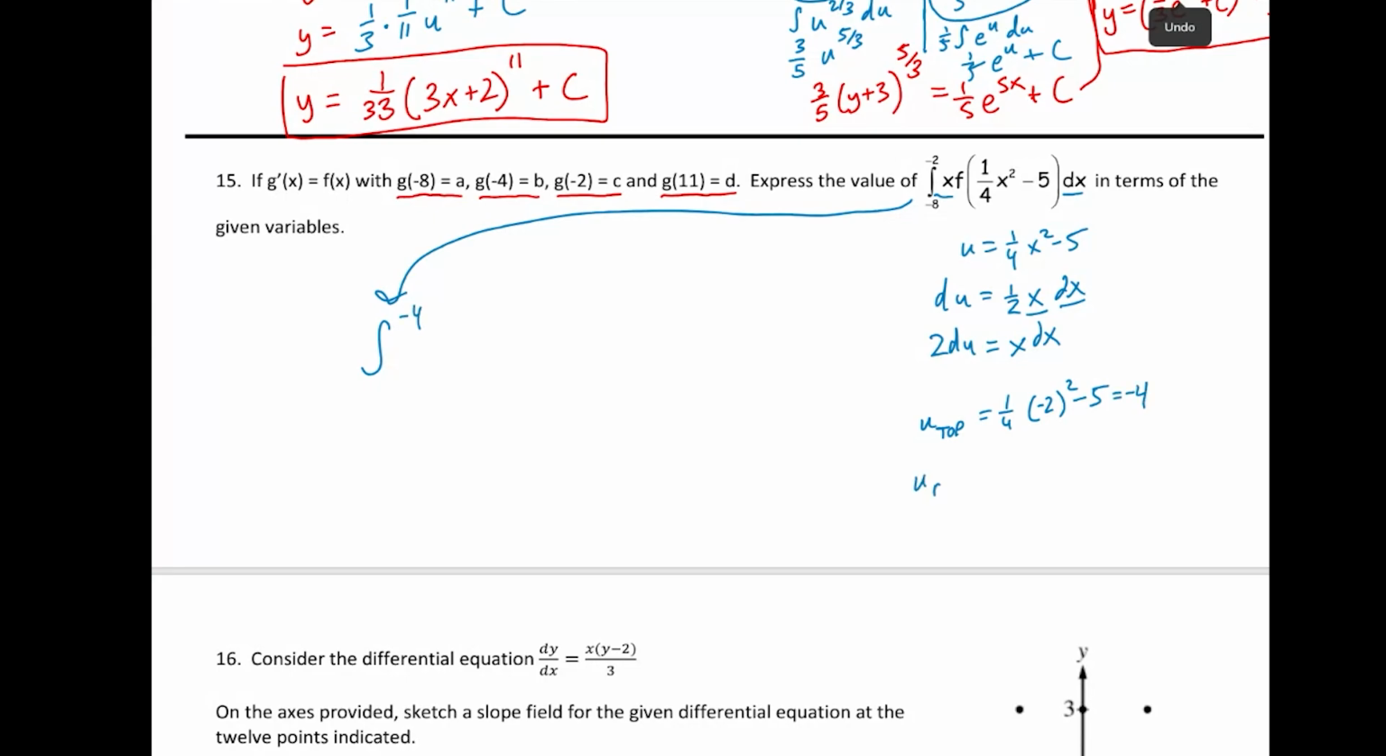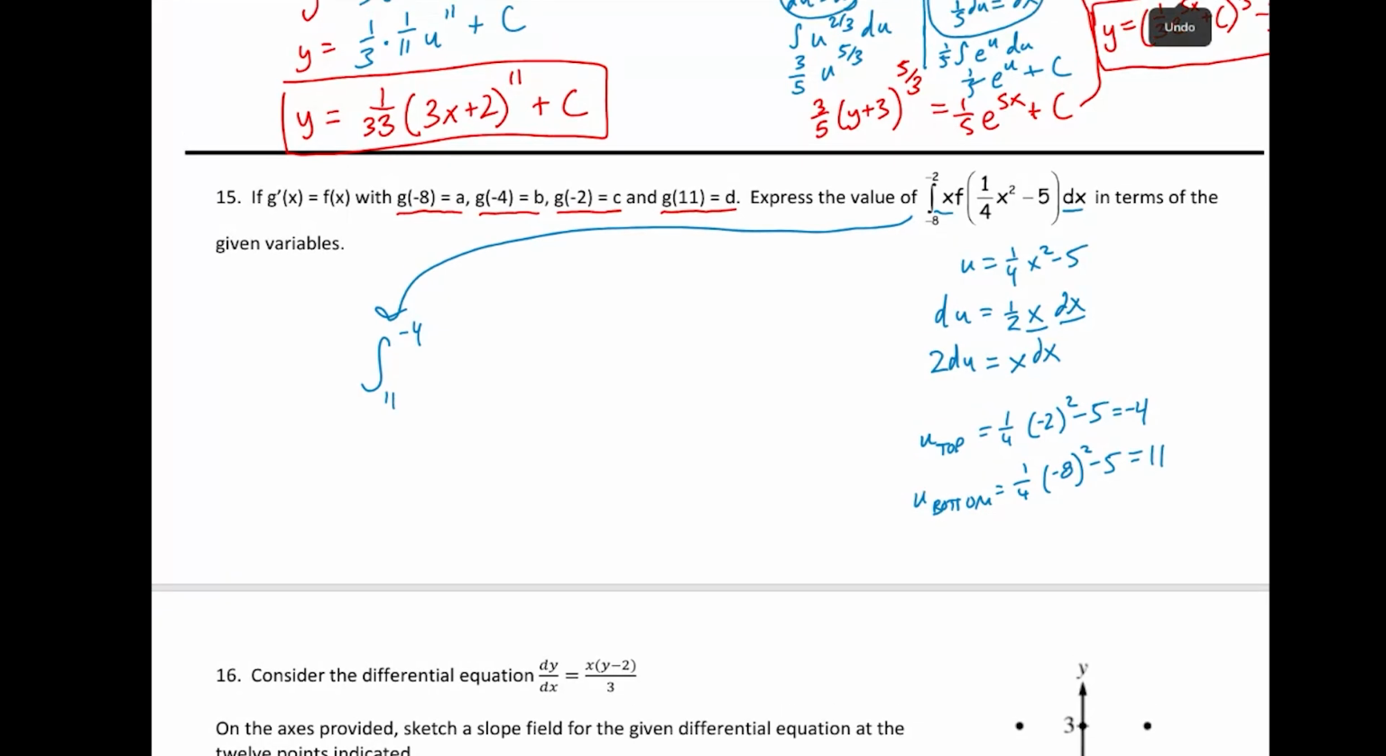And then the u value for the bottom would be 1/4 times -8 squared minus 5. Now 8 squared is 64. 64 divided by 4 would be, gosh, what would that be? Why am I drawing a blank here? Well, 64 divided by 2 would be 32. Divide that again, it would be 16. So we got 16 minus 5, which is 11. So our new lower bound is 11.